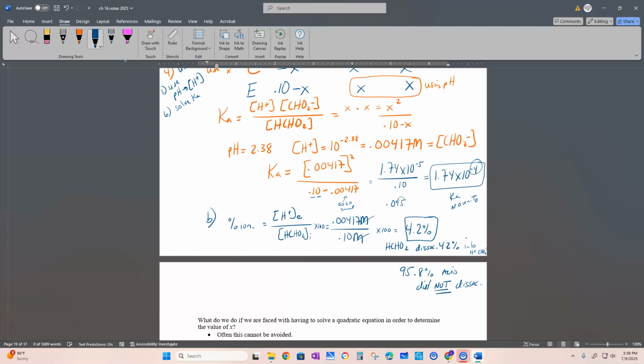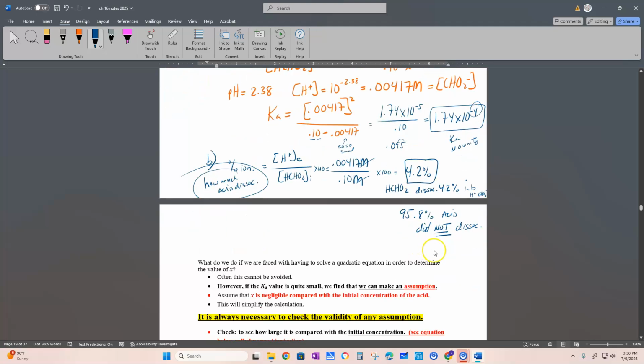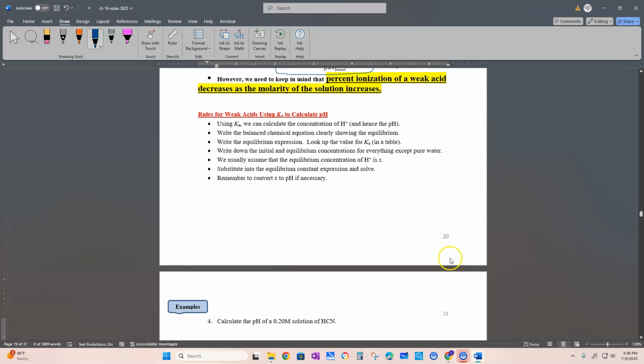I like to think of it like a little cookie. 5%, okay? Probably like a big crumb of the cookie dissociated. The rest of the cookie, aka the acid, is still intact, okay? So that's pretty much what it is. So percent ionization, this is how much the acid dissociated, okay? All right. Sometimes maybe we don't have pH, so we have to do something else, okay?